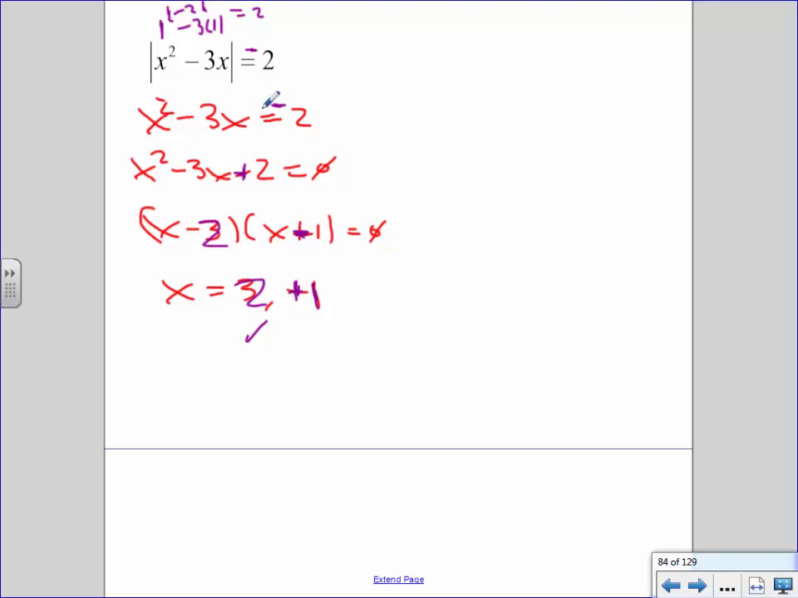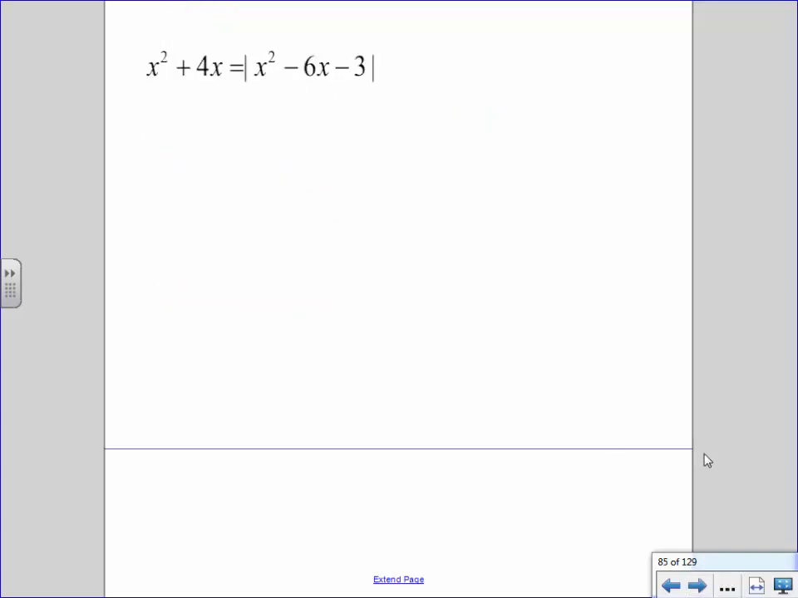The point behind the slide, I buggered this up so badly, is always check your work. Because those extraneous answers still exist. Sorry. Oh, I screwed that one up. Let's try another one. Let's try this one here.